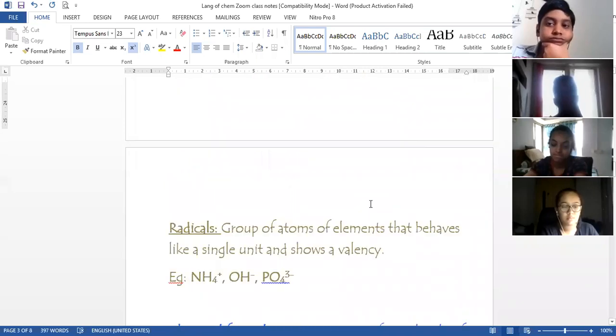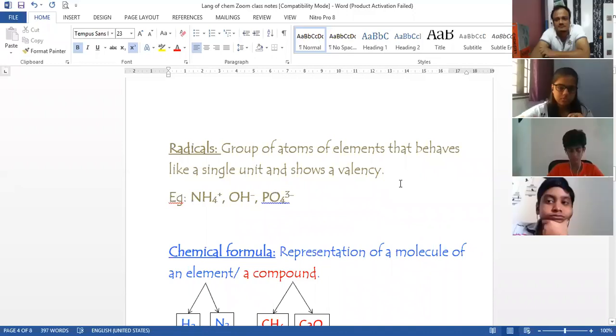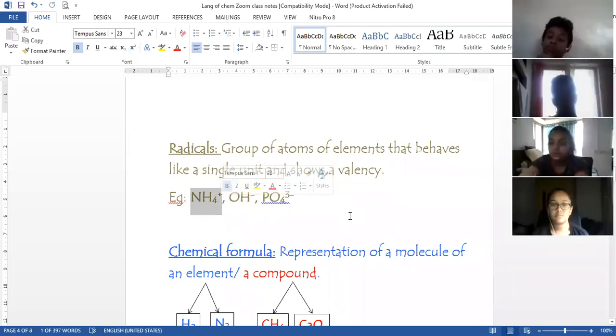Then we have the next topic, which is radicals. So a radical is a group of atoms of elements that behaves like a single unit and shows a valency. The example which we have taken, you can see on screen, is the ammonium ion. Now we have studied that in grade 8. This is the only positive ion which is made up of non-metals. Otherwise all positive ions are metals. So this is the only non-metallic thing which has a positive valency, right? Then we have the hydroxide ion, and then we have the phosphate ion.